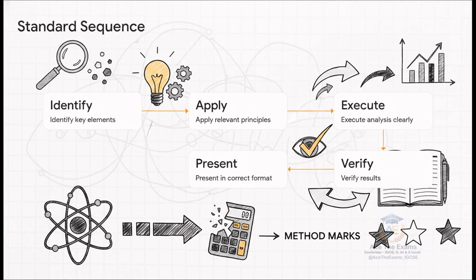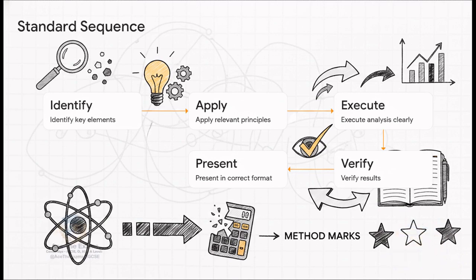And that brings us to the absolutely crucial method mark strategy. In Cambridge physics, marks are heavily awarded for the process, not just the final numerical answer. This sequence is vital. Identify key elements, apply relevant principles, execute your analysis with clear working, verify the results, and present them in the correct format. Think about it. If a nuclear fission calculation is worth 4 marks, often only one single mark is reserved for the final number.